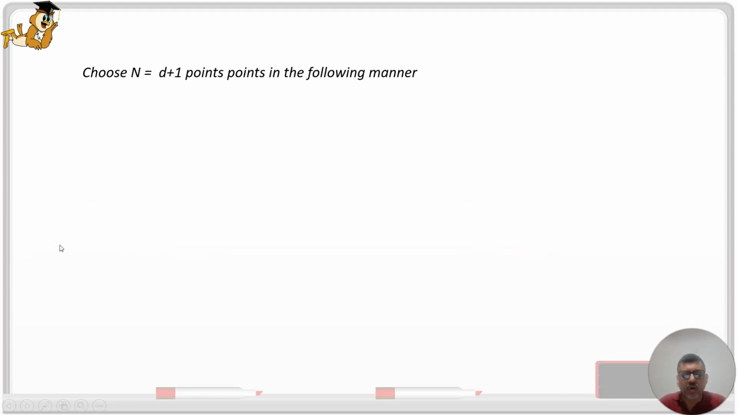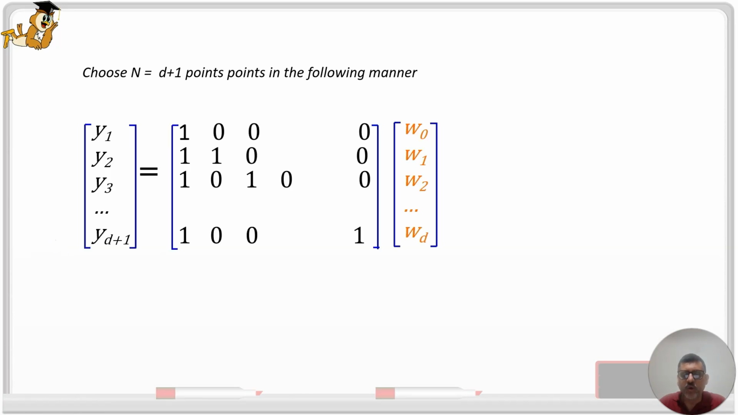Okay. So how do I choose my n equal to d plus 1 points? I am going to choose them in the following manner. I am going to choose the first point x to have all coordinates equal to 0. The second point to have the first coordinate equal to 1 followed by all others equal to 0. The third point such that the first coordinate is 0, the second is 1, rest are zeros, etc. So this subdiagonal has all ones, and there are all zeros here, and the first column is of course 1 because the first column multiplies w0, right? So this is how I am going to choose my points.